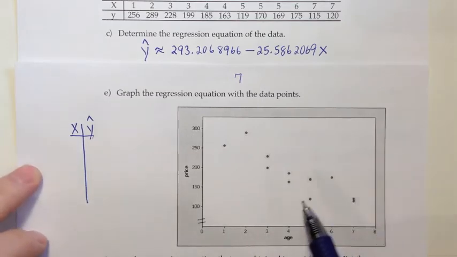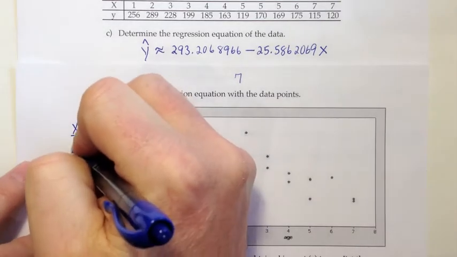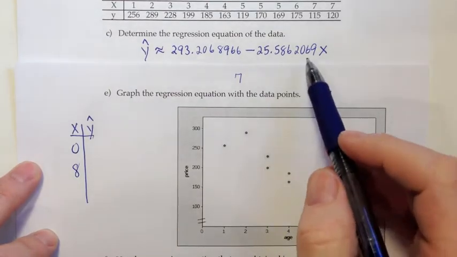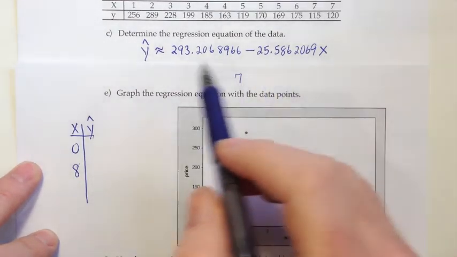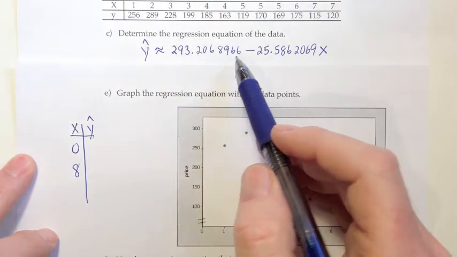So for my inputs, I usually like to use the far left and the far right of what I've set up on my grid. So we have this scatter, which we saw earlier on this problem, and I'm going to use the far left and right inputs of 0 and 8. The 0 I could do without a calculator. If I plug the 0 in, that's just going to wipe out this slope term, and I'm going to get y hat is approximately 293.2068966.